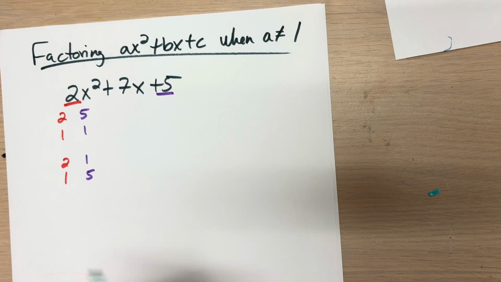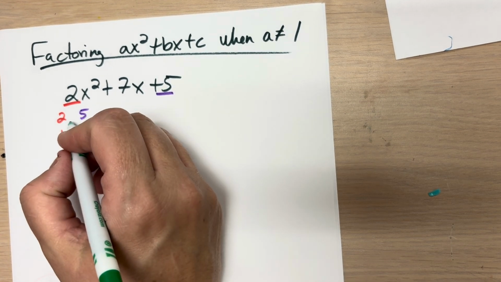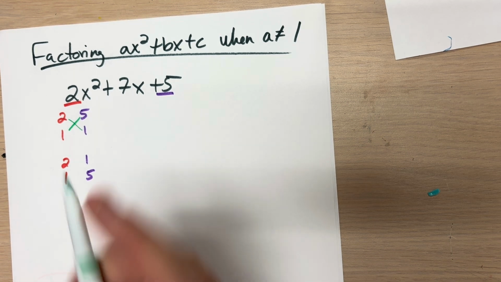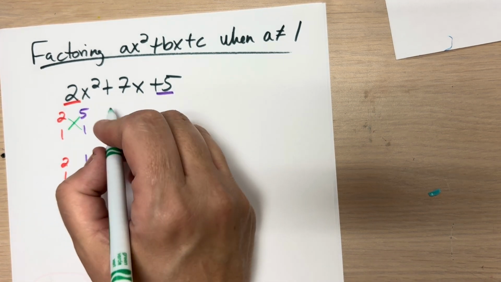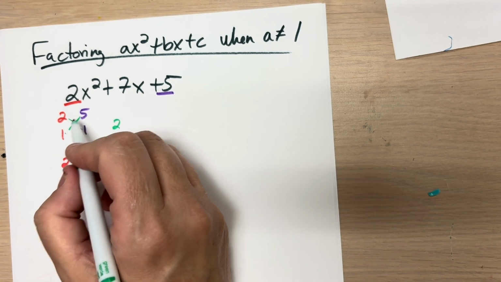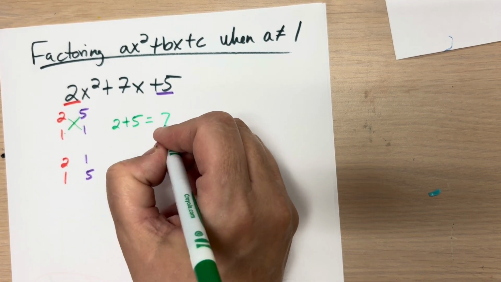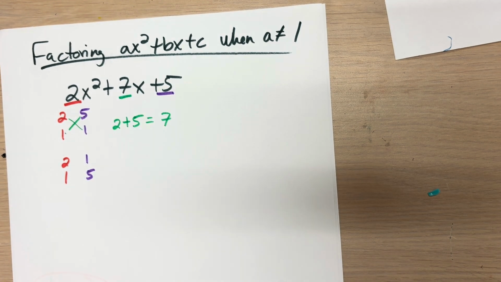Now I'm gonna go ahead and cross multiply. So we'll pretend this is kind of like a proportion, even though it's not. So we're gonna go 2 times 1 is 2. 1 times 5 is 5. 2 plus 5 is 7, which is the middle coefficient.